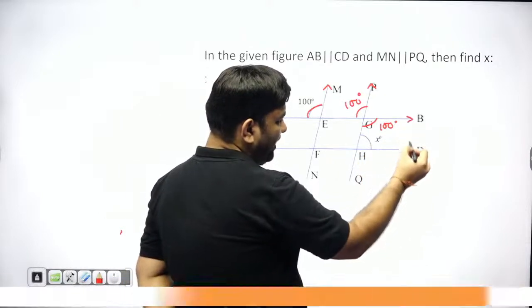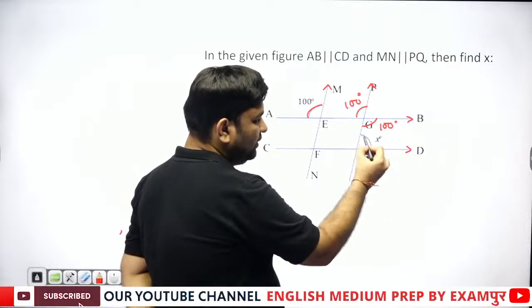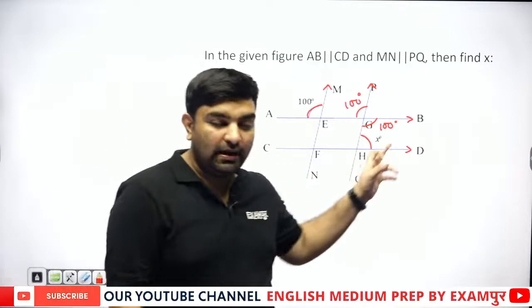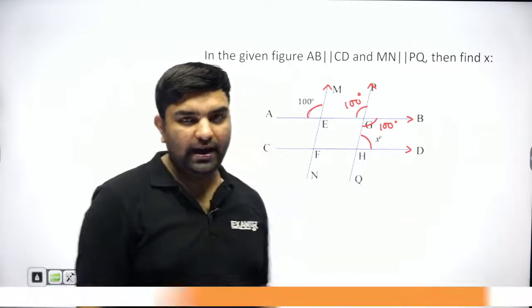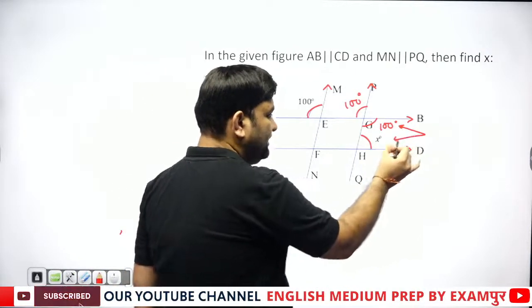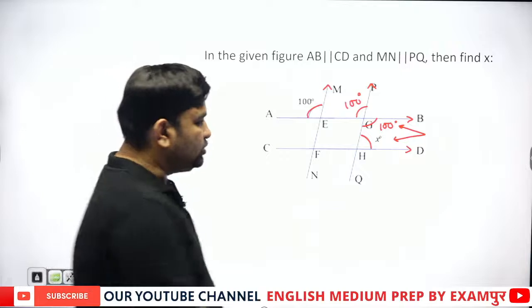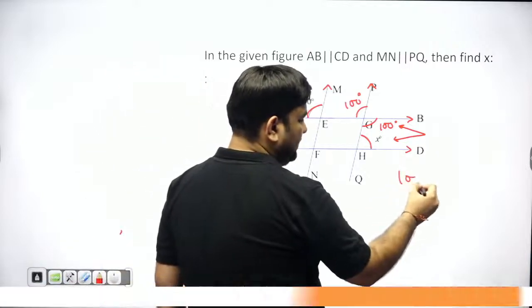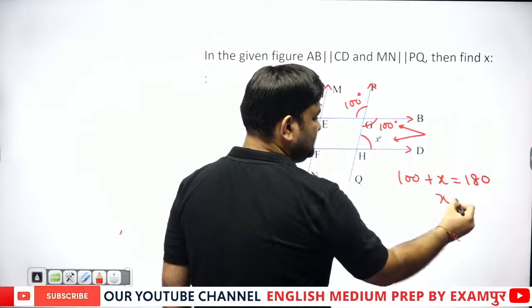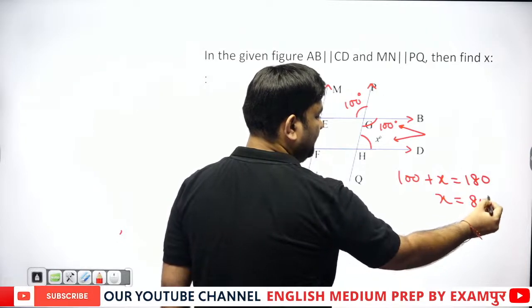Two lines are parallel, and the interior angles within them are 100 and X. Can I say adjacent pair? So 100 plus X should be 180, or you can say X is equal to 80.